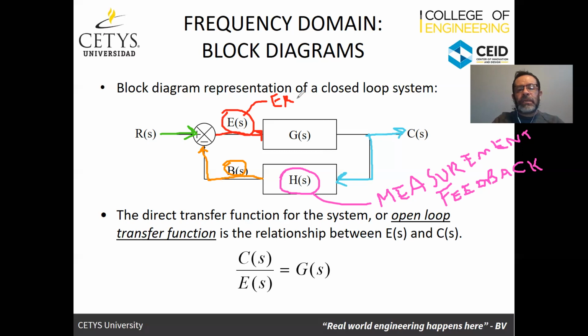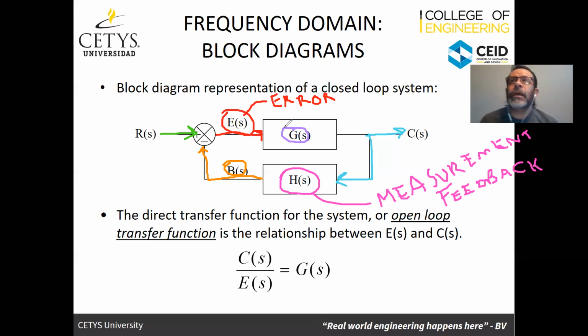And the error isn't going to be anything else but the difference that exists between the input reference and the measurement of what's happening of the output. That error signal is given to another transfer function, which is going to be G of S. And G of S is called the open loop transfer function.